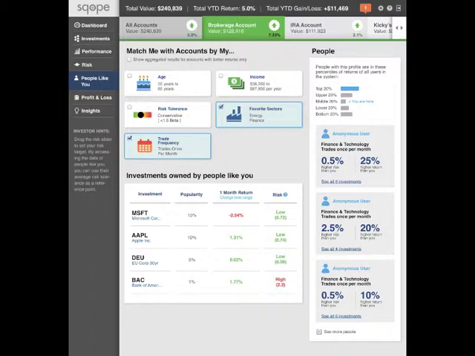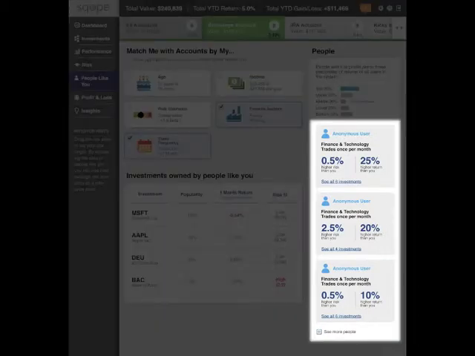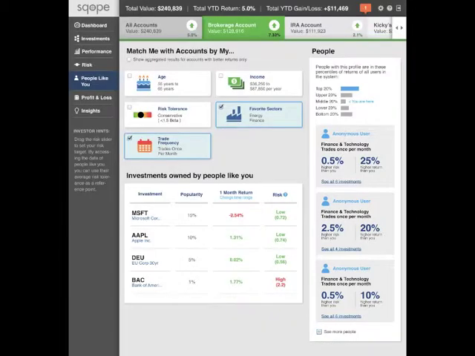Once they've defined who they are as an investor, sqope will then bring in information from the crowd with people that are similar investors, and present that information with anonymous user data. You can see over on the right-hand side of the screen, different users are brought into the system and presented to this investor, and they're able to understand the risk profile and the return of a particular investor.